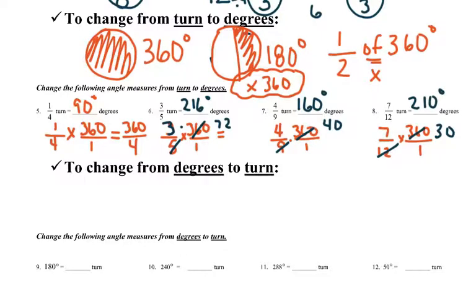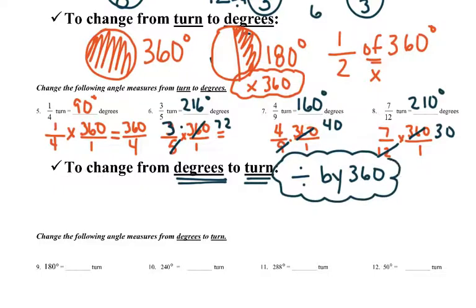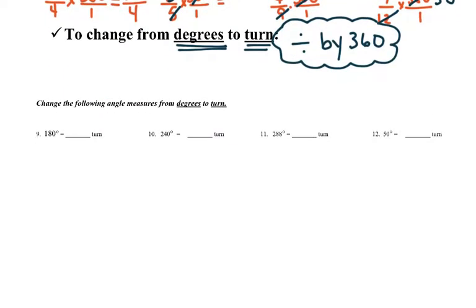So you could do them on a calculator, but we'll keep them nice and easy like this, where you could do the cross-canceling on your own. So that's going from turn to degrees, times by 360. If we reverse it and we go from degrees to turn, we're going to divide by 360. Just the opposite of timesing is dividing. And you might remember that dividing is really the same thing as a fraction.